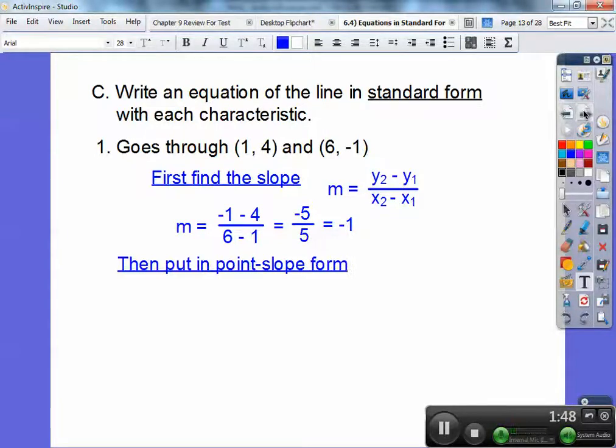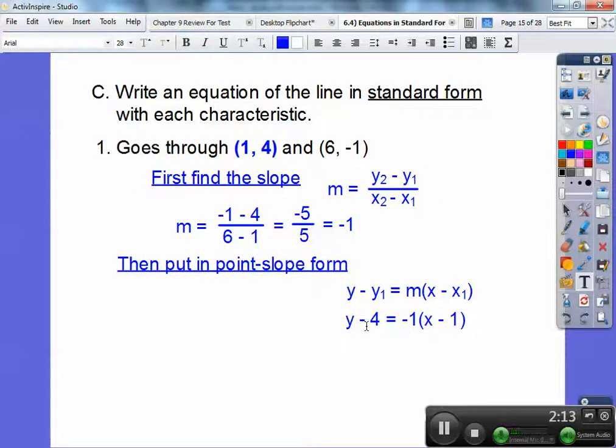Then, hopefully your terrific instructor showed you point-slope form before this lesson, because in point-slope form it looks like this: y minus y sub 1 equals your slope times x minus x sub 1. You can choose any one of these points to be your x1, y1, so I'm going to choose 1 comma 4, but I can easily choose 6 comma negative 1. They're both okay. When I plug in 1 comma 4, I get this equation.